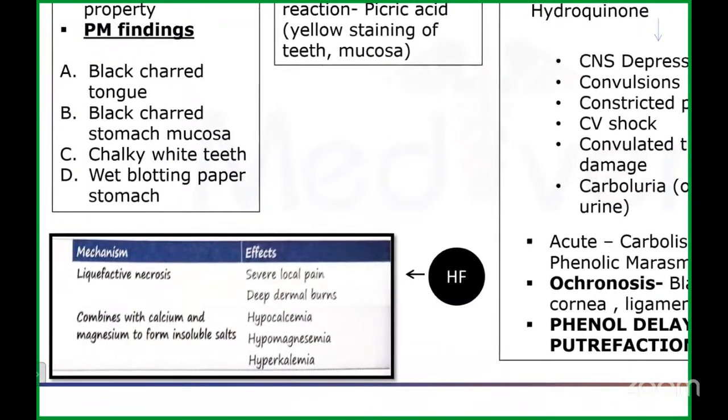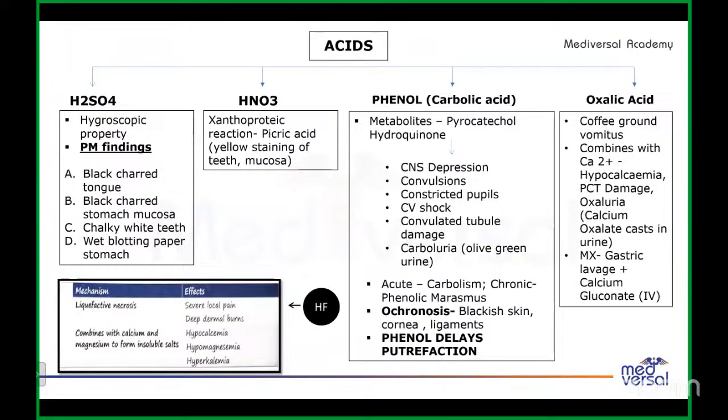And can you just see it combines with calcium and magnesium to form insoluble salts? So there is hypocalcemia, there is hypomagnesemia, which very much resembles an oxalic acid poisoning, where again there is chelation of calcium and there is hyperkalemia. That's all about acids which are relevant enough from the exam point of view.